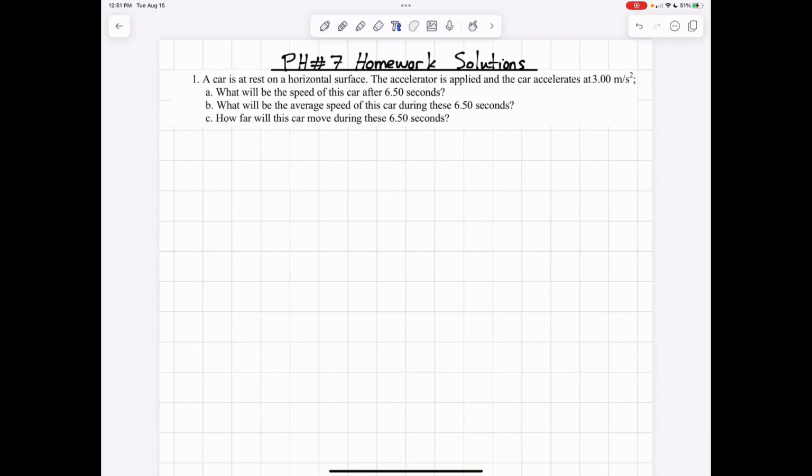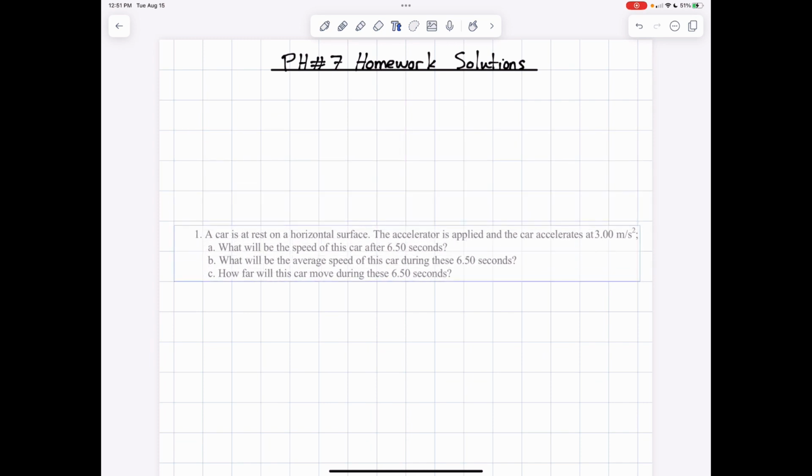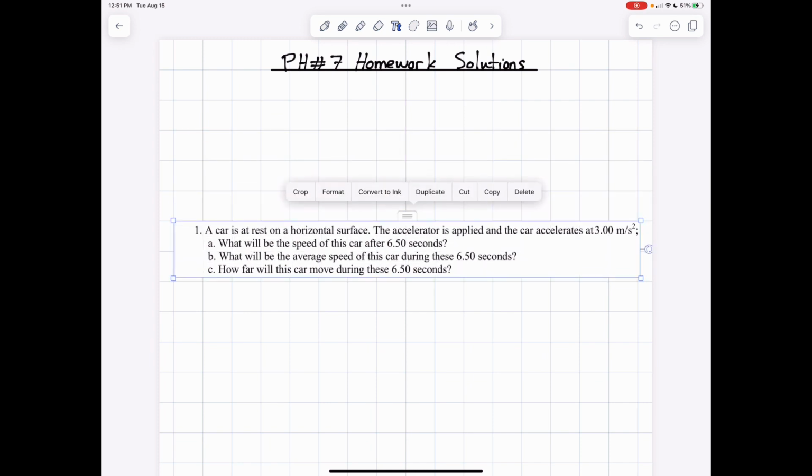Hello and welcome back. In this video tutorial, we're going to be looking at solutions for physics homework number 7, constant acceleration. In this homework, we're going to be applying the following ideas. Let me go ahead and move this down because we're going to need the following equations and ideas in order to make this work.